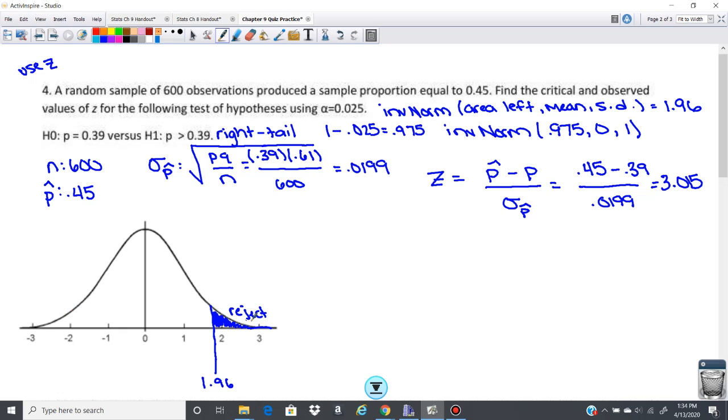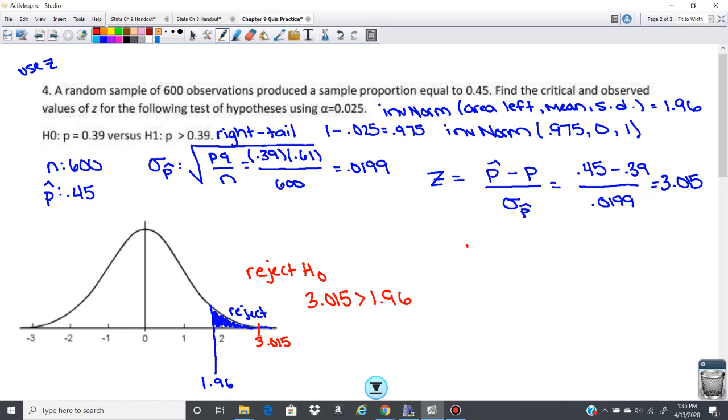Where is that on this curve? Well, that is way over here in the rejection region, basically right here, 3.015. We're in the rejection region, so we are going to reject the null hypothesis. We were just going to find the critical and observed values, but we're going to go through the whole thing. So we will reject the null because 3.015 is greater than 1.96. We're in the rejection region.